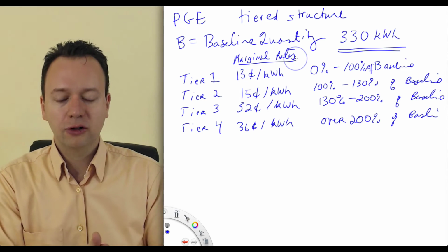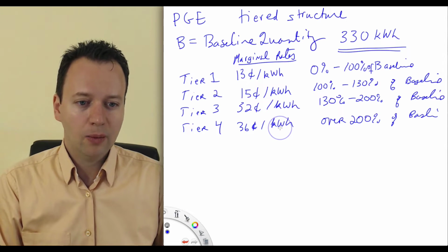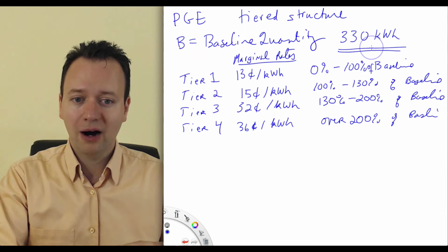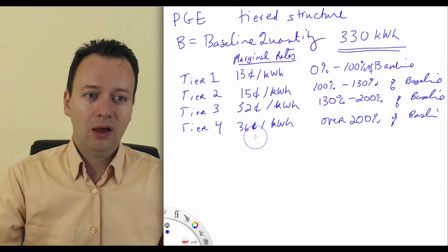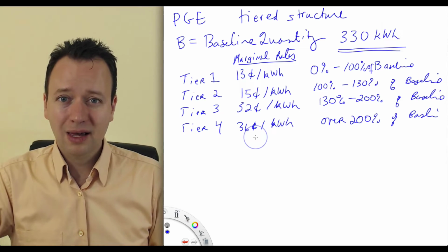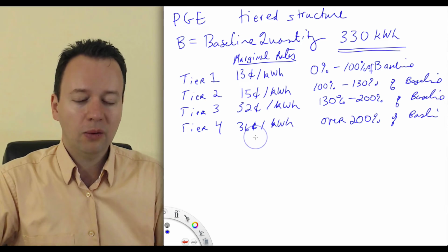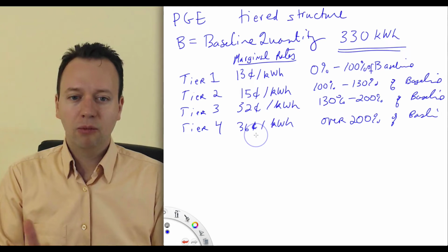Just like with this electric example, this 36 cents per kilowatt hour, it doesn't mean that if you're over 660 kilowatt hours, all of that is charged at that rate. It's only the energy used above 660 kilowatt hours. If you're at 661 kilowatt hours, it's only that 1 kilowatt hour above 660 that's taxed at this rate. So that's how the margins work.